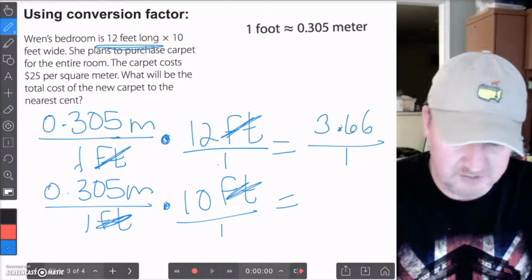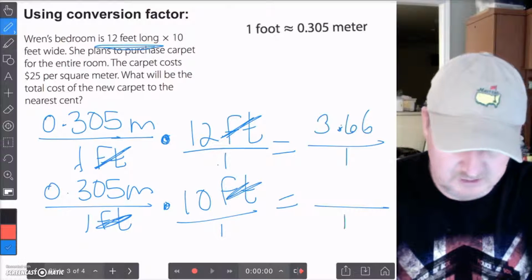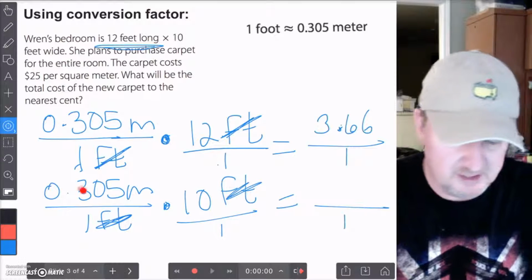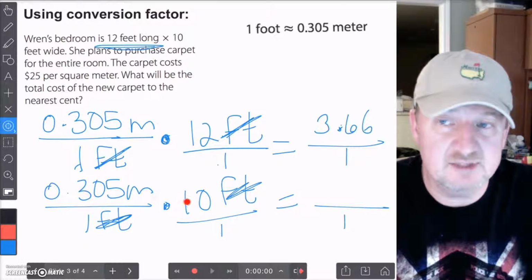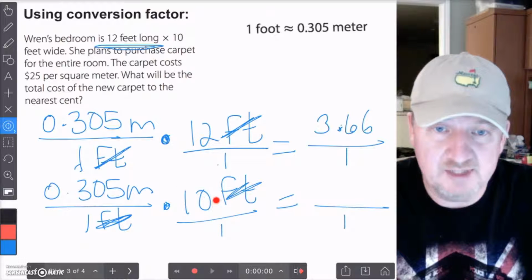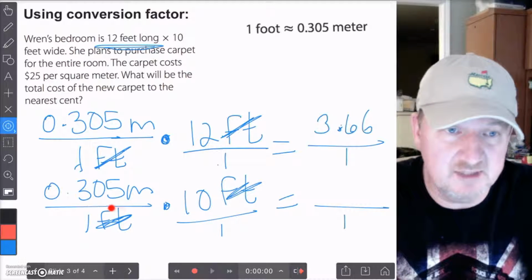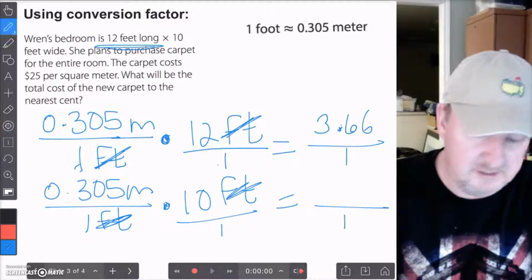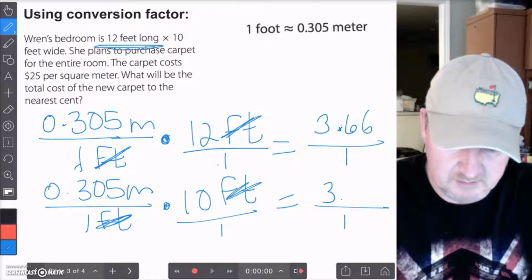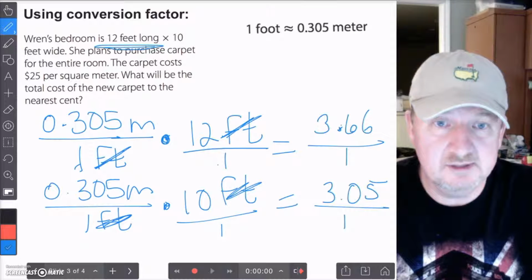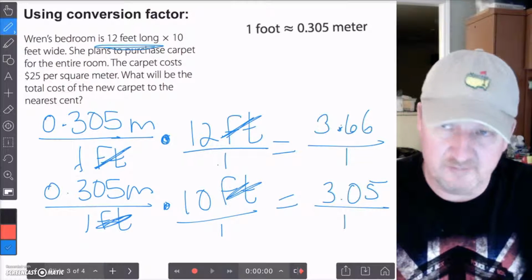Then I'm going to multiply straight across. Let me start with the 1 times 1. 1 times 1 is 1, that's easy. But in this other section, I got 0.305 times 10. We learned that when you're multiplying by a power of 10, the decimal moves one place to the right. So I don't really have to do any math with this. I just have to write 3.05. And that's how many meters it takes to cover 10 feet.